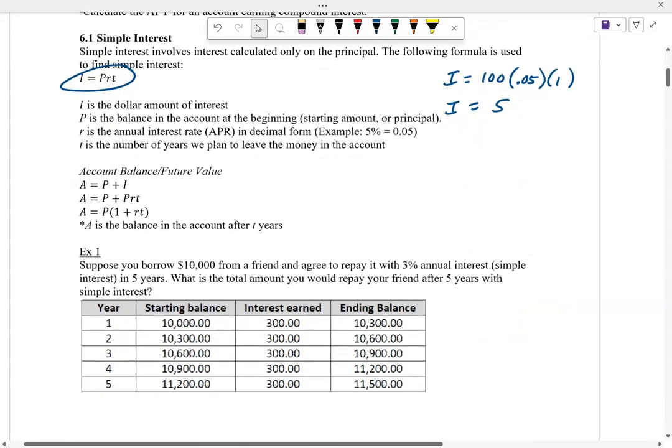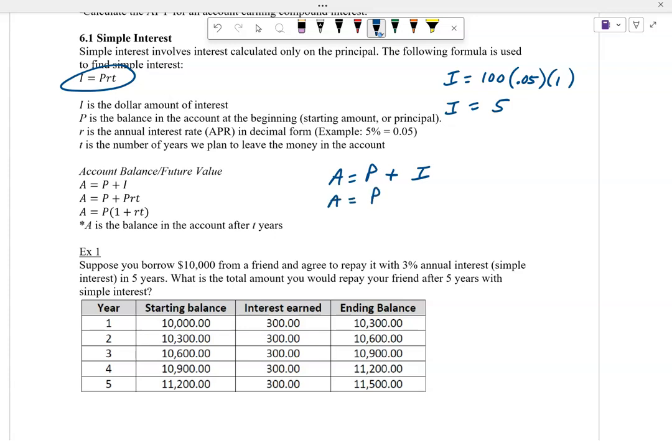Now the account balance is the principal plus the interest. And since we know the interest is principal times rate times time, we could actually factor that out and rewrite it like this. So either of those will work. Okay, so let's do some simple interest examples here.